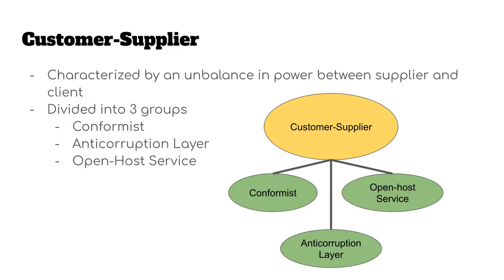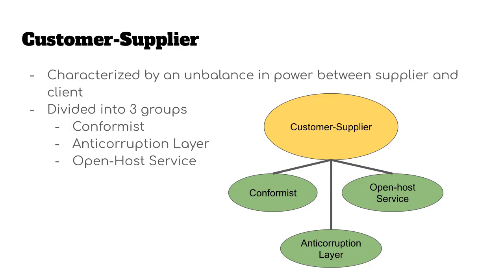1. The conformist. Power balance favors the supplier, which has no real motivation to care for the consumer's needs. 2. Anti-corruption layer. Power balance favors the supplier, but the consumer is not willing to conform, so it creates a barrier between the two, a layer that translates from the supplier's format to the consumer's. And last but not least, 3. Open host service. Power balance favors consumers. The supplier's main interest is to protect the consumers and keep them.